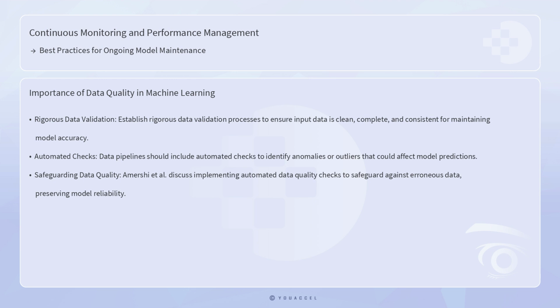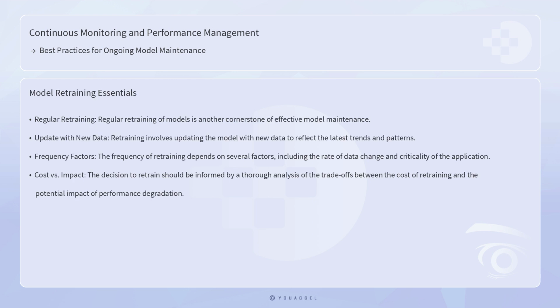In their work, Amershi et al. discuss how organizations can implement automated data quality checks to safeguard against the introduction of erroneous data, thereby preserving model reliability. Regular retraining of models is another cornerstone of effective model maintenance. Retraining involves updating the model with new data to reflect the latest trends and patterns. The frequency of retraining depends on several factors, including the rate of data change and the criticality of the application. For example, in high-frequency trading environments, models may need to be retrained daily or even hourly, whereas in more stable environments, monthly retraining may suffice.